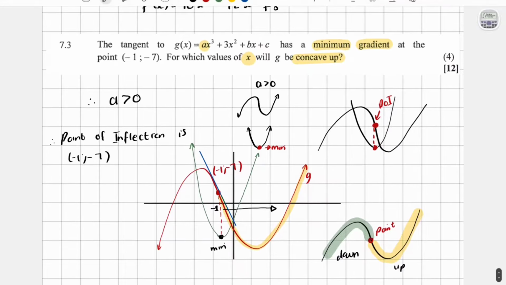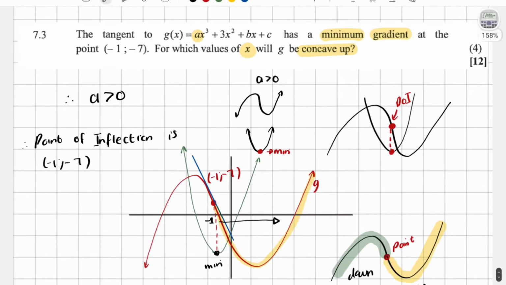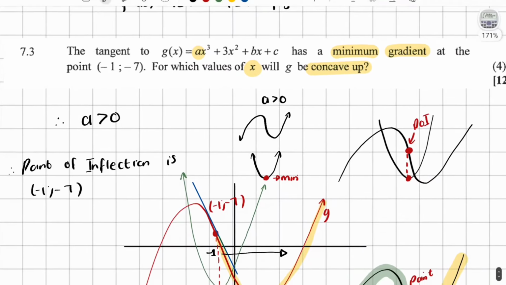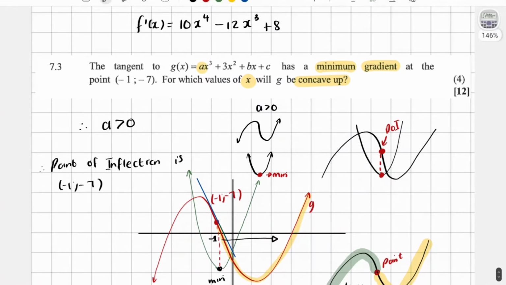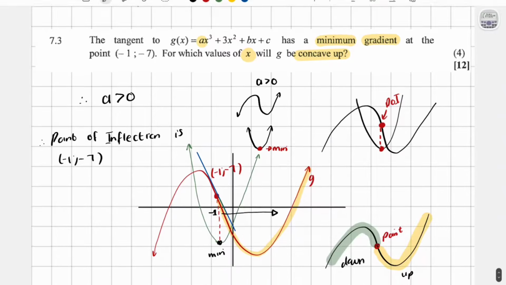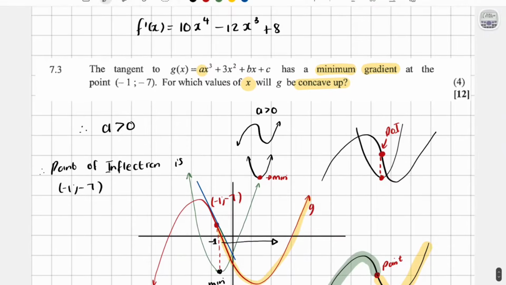But that's actually how I would have done it. I am more of a visual learner, so I would rather do this and just draw out the graphs to try and make sense of it. Okay, so that is it for question 7, and then we move on to question 8.